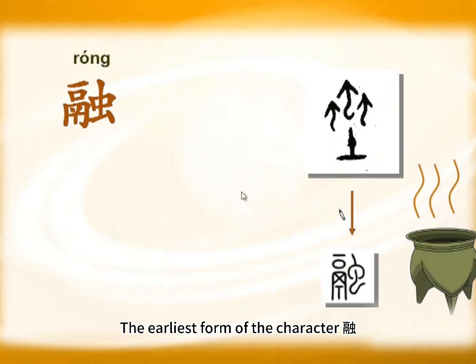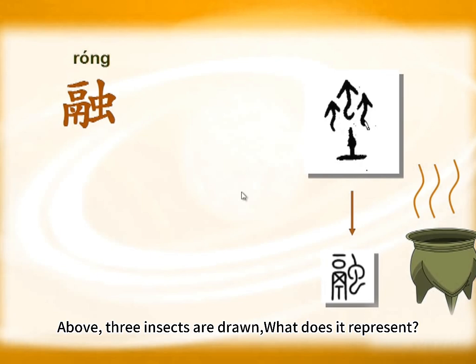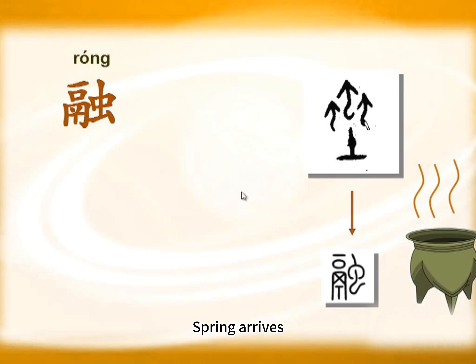The earliest form of the character róng, let's look. Below is 土. Above, 3 insects are drawn. What does it represent? Spring arrives, ice and snow begin to melt, and insects become active.